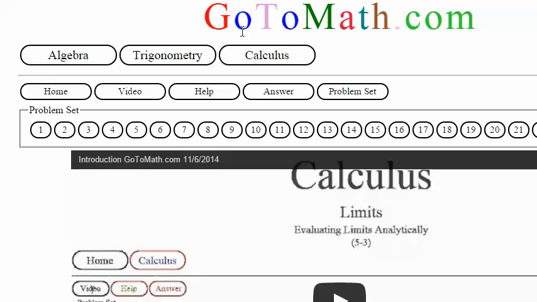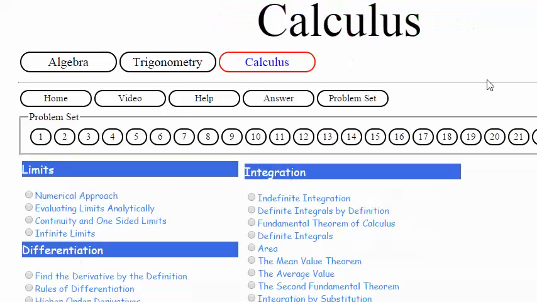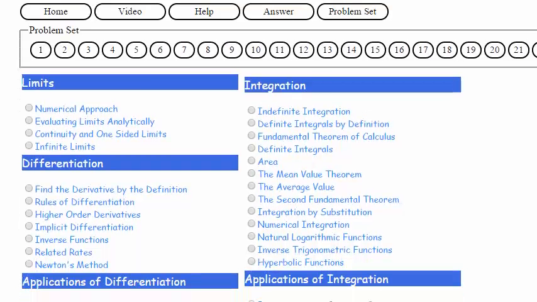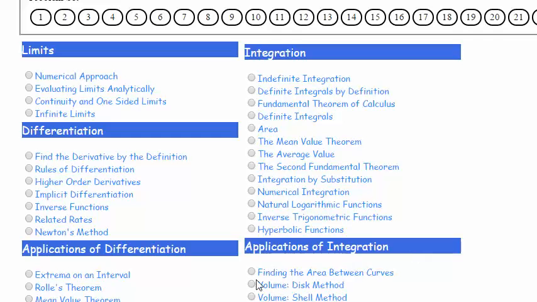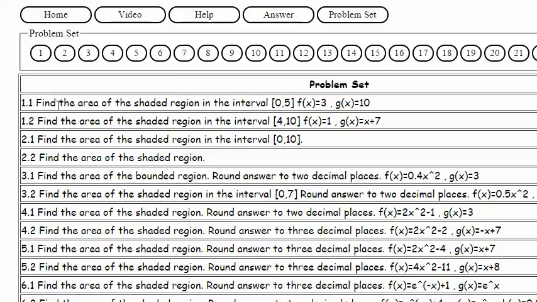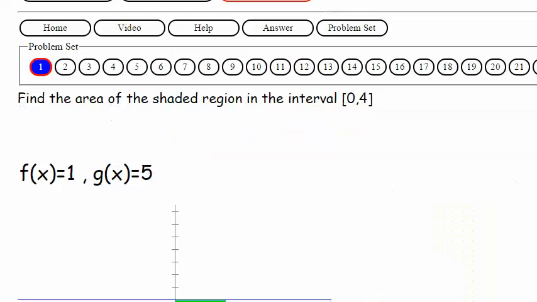Okay, we're here at gotomath.com. Click on the calculus. Bet you thought this was going to be a silent video. We're here at the finding the area between curves. And let's take a look at, we got 1.1. Let's click on that.